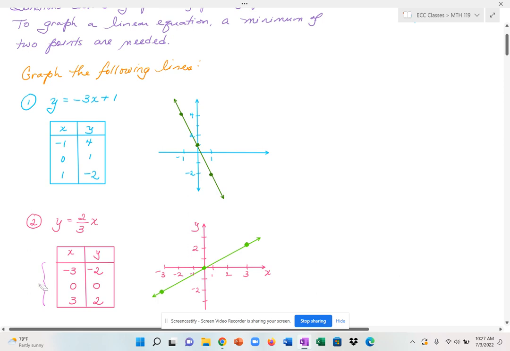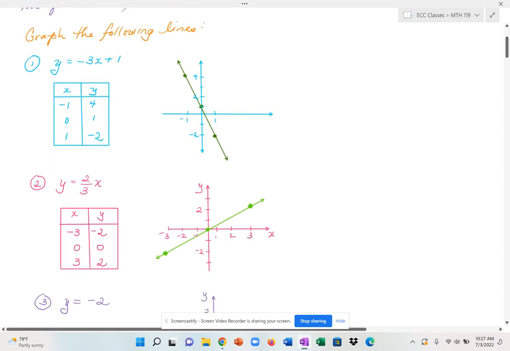And just as a reminder, when the number that's multiplied by x is negative, that is considered to be the slope of the line. Your line will be going downward from left to right. But when the number that's multiplied by x is positive, again, that means it's a positive slope, your line will be going upward from left to right. Okay, so there we have 2 examples of the graph of a linear function.